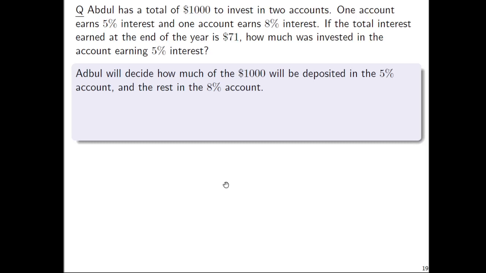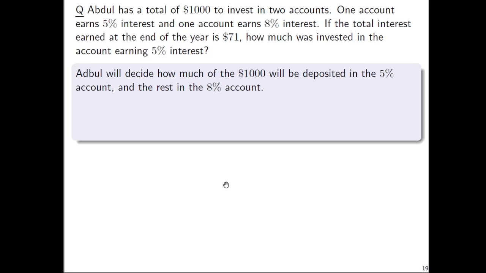Let's try another question that's not about distance, rate, time, but it does apply some of the same principles, with the idea that you might have to set up multiple equations. And how this one's done is using two different bank accounts.